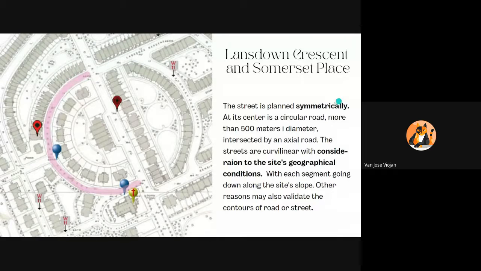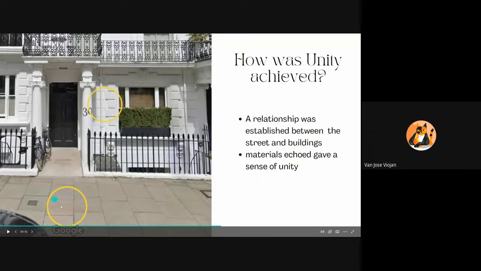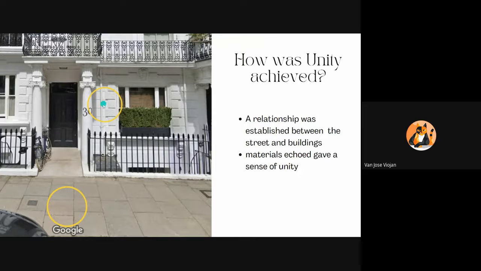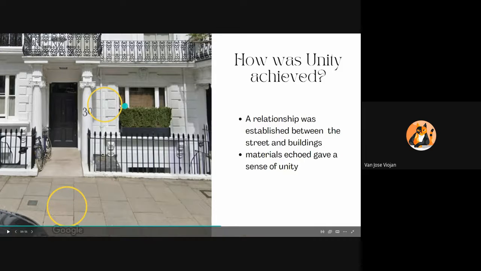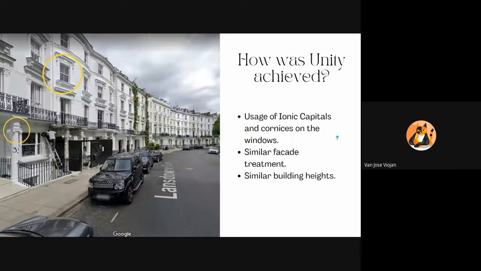Next slide, please. So how was unity established in the street? If you examine the sidewalk, we can see that it uses a stone material, and that very same stone material is replicated on the first floors of the buildings. That establishes connection and unity, because the sidewalk and the buildings are connected. Second, next slide. As mentioned by Unity Group 1, unity is achieved in similar building forms, building facades, and building heights. That is evident here.